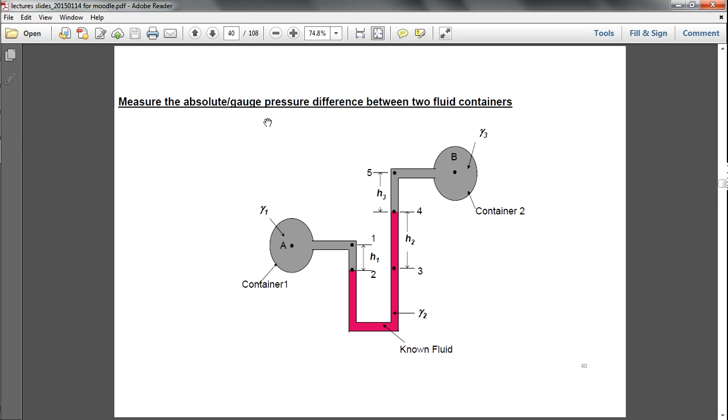And for the next video, I'll talk about measuring the absolute gauge pressure difference between fluid containers. So between this and this, between two fluids again. But this time round, I don't know whether it is sharper or maybe more accurate. So we'll see it in the next video.